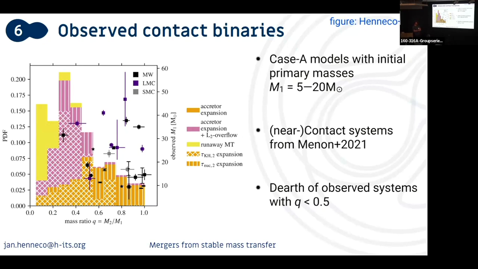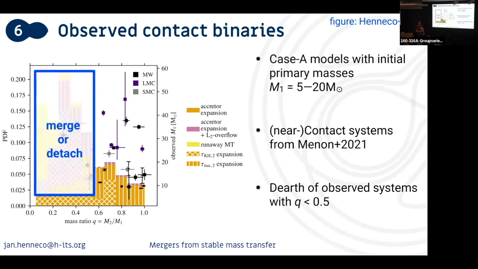And now we have the orange systems, where if you look at the hatching, these are systems where the expansion of the accretor happens because it's out of thermal equilibrium. Now, if the star regains thermal equilibrium, it's very likely to shrink again, and it detaches again, and you don't have a contact binary. Or in the other case, this expansion just keeps going, and you overflow your L2 point again, and you merge.